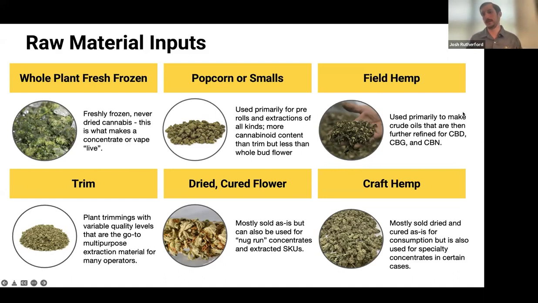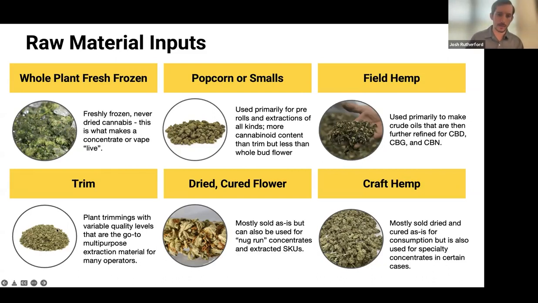Field hemp can be used as well in all types of extraction methods. Normally you want to make it into an oil, obviously, prior to, or soak it in an ethanol bath associated with going into maybe a distillate, which is what a lot of these topicals and CBD companies that you see today, or even CBG, CBN companies, do. They made it into an oil from the field hemp and then infused that into your final product.